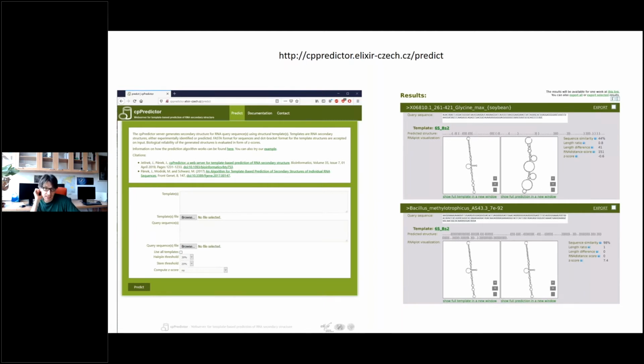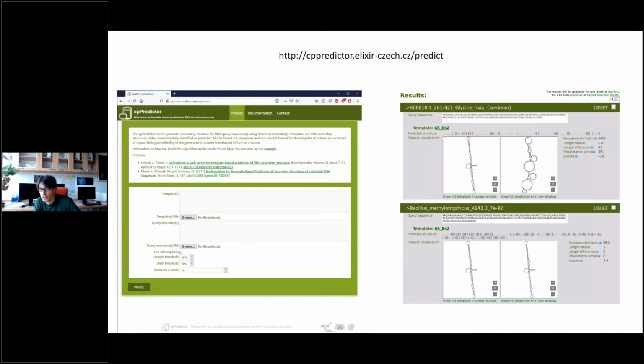So that's why we test predicted structures. We put in cpPredict the possibility to test predicted structures using bootstrap. We randomize the query sequence 100 or 10 times, predict their secondary structures in exactly the same way, with the same template as for the regular query structure, and then we compare both the regular predicted structure and the randomized predicted structures to the template and compare their similarity.